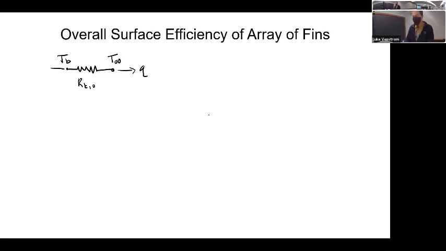So I'm just going to tell you this definition, then I'll try to explain where it comes from, okay? So the overall resistance looks sneakily like the single fin resistance, all right? We swap out the single fin efficiency for something called the overall surface efficiency, and we swap out the single fin area for the total area, all right? So this is the overall surface efficiency.